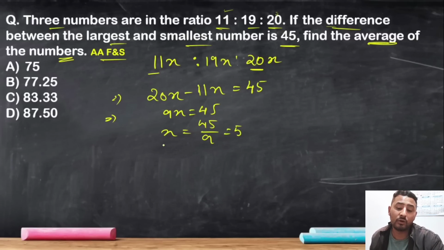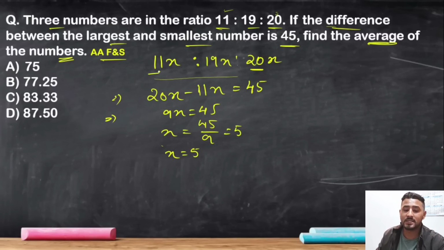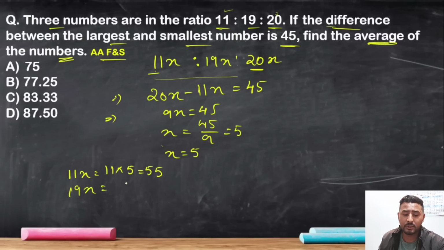Now once we get the value of x equal to 5, we put it in, because to find the average of the numbers, we have to find the actual numbers. We don't know the actual numbers. This is in the ratio, right? So what will be 11x? It will be 11 into 5, which is 55. Just substitute. 19x will be how much? 19 into 5. 5 nines are 45, carry 4, 5 ones are 5, so 95. The other one is 20x. 20 into 5 will be 100.